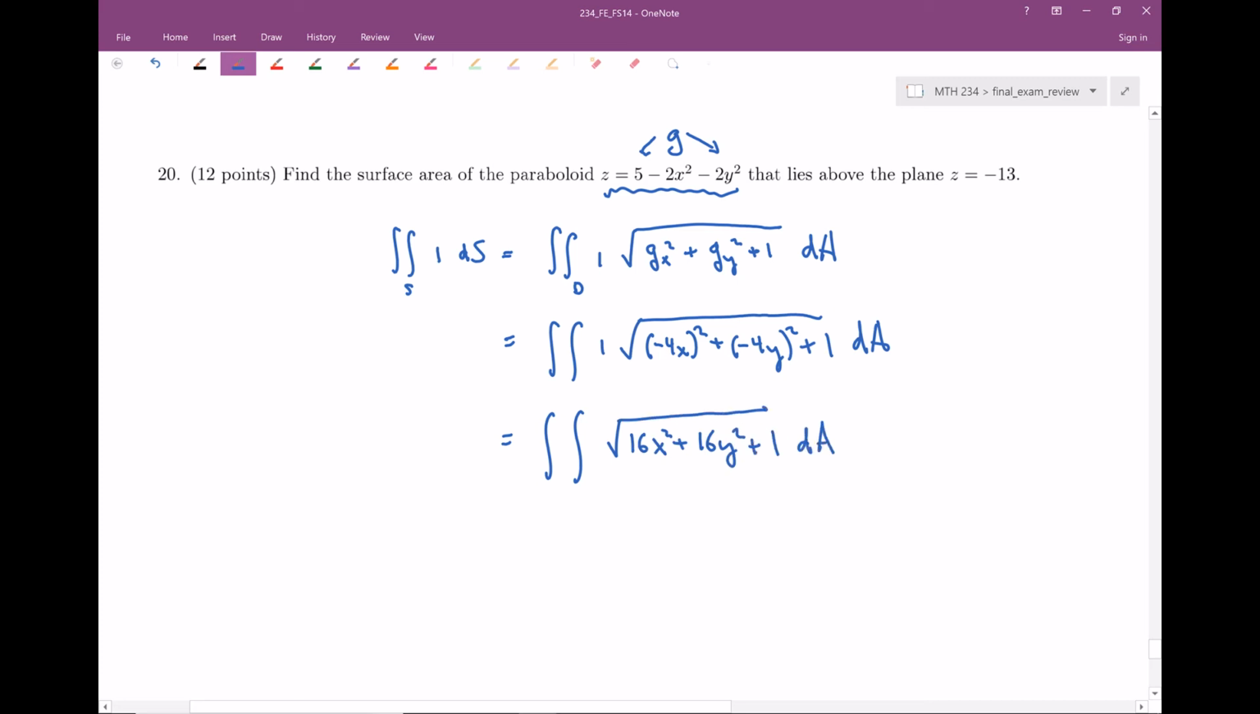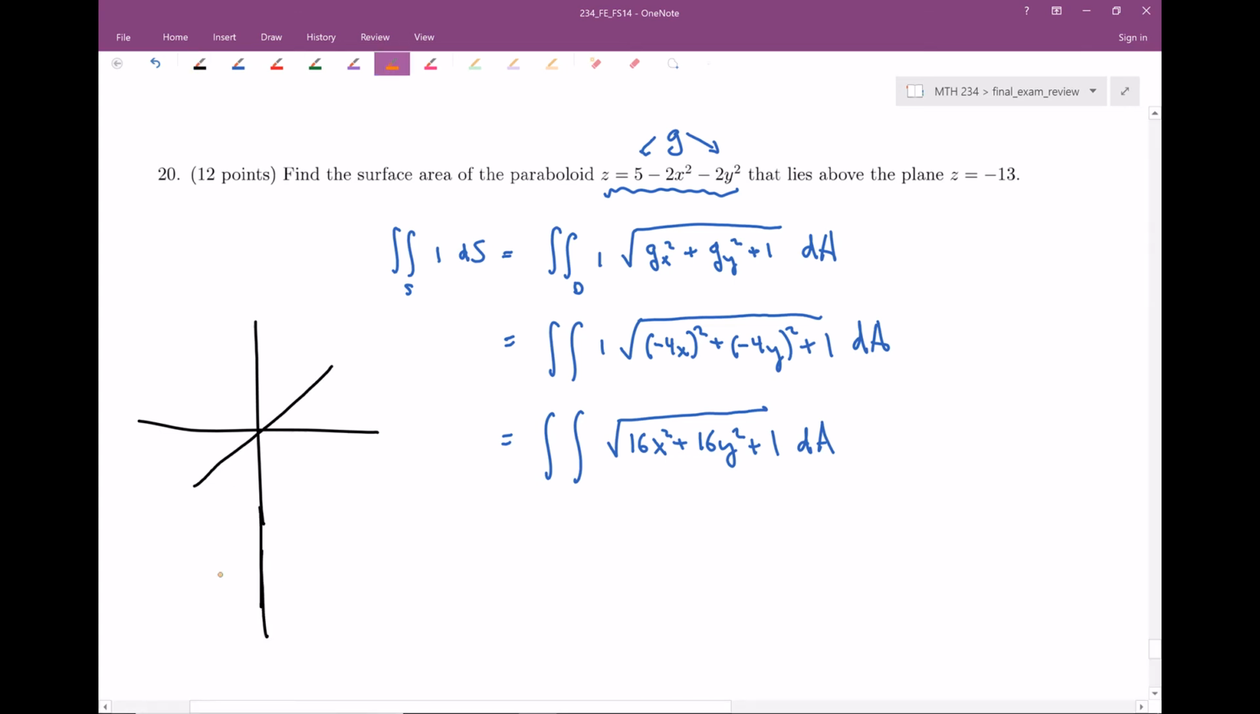And now we can see that I need to evaluate this double integral, just x's and y's in it. So I need to decide how I am going to do this. Well, that's where we actually need to maybe draw a picture of this thing. So let's see, it lies above the plane z equals -13. And I'm wondering, what would it take for it to lie above the plane z equals -13? So z equals -13 is, of course, maybe like way down here.